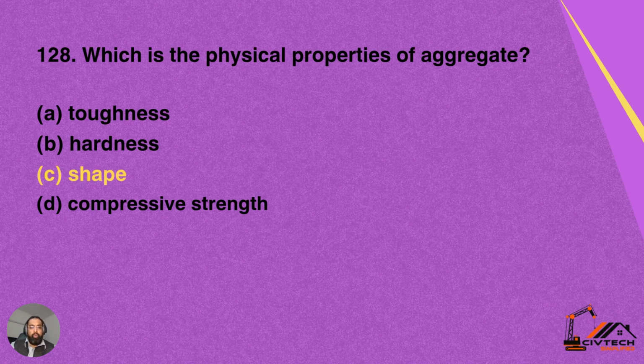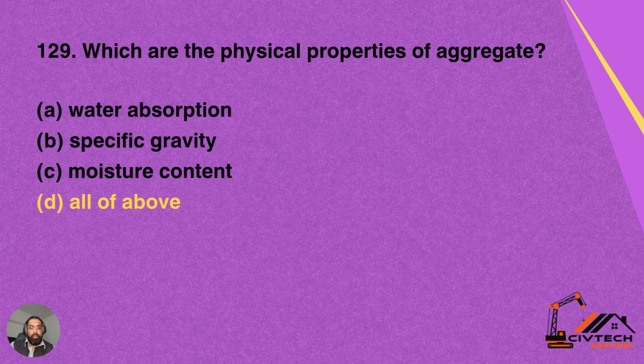Question number 128. Which is the physical property of the aggregate? Option A is toughness, option B is hardness, option C is shape, option D is compressive strength. So the physical property out of these four is shape. Toughness is a mechanical property, hardness is a mechanical property, compressive strength is also a mechanical property of the aggregate. So the physical property out of the available options is option C, which is shape. So C is the correct answer for this question.